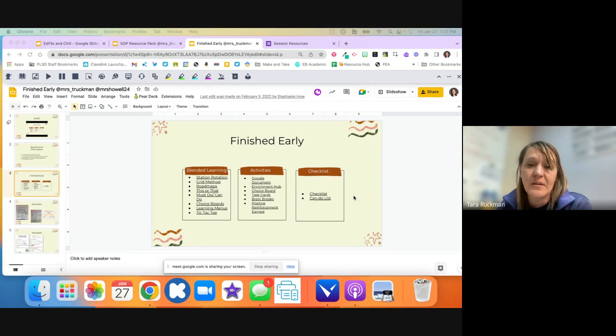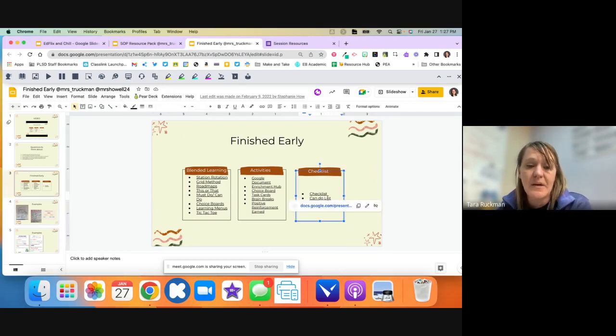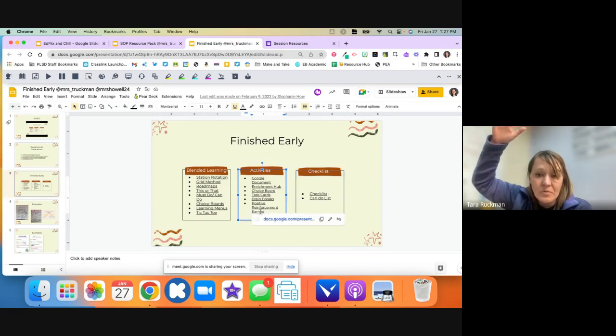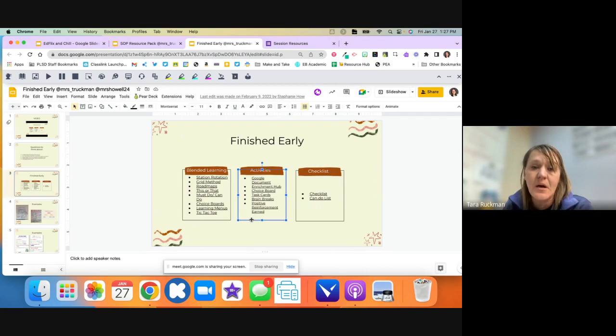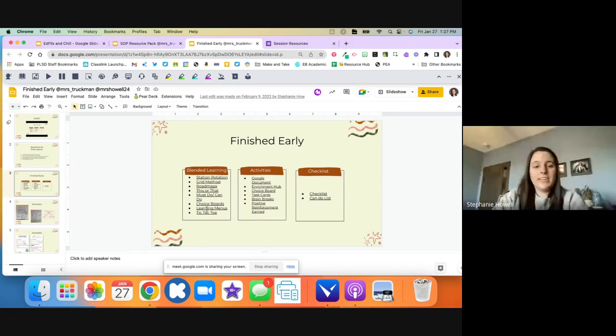I know exactly the expectation, and I don't even have to ask the teacher, Mrs. Ruckman, what do I do next? Right? Because they just have had that practice of routine, what they do next, because we've practiced it, we've talked about it, we've taught it, and now they know I finished early. I don't even have to ask Miss Ruckman what comes next because I know where to go and what to do.